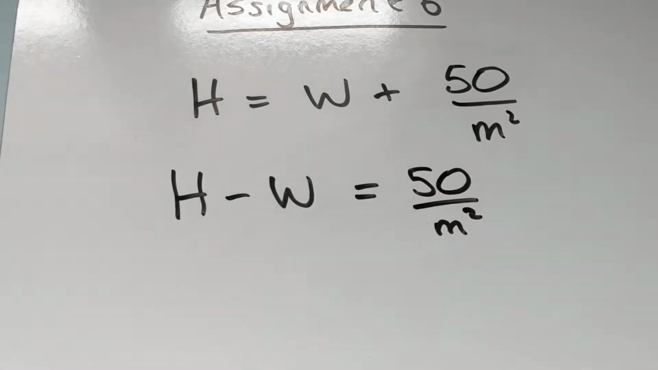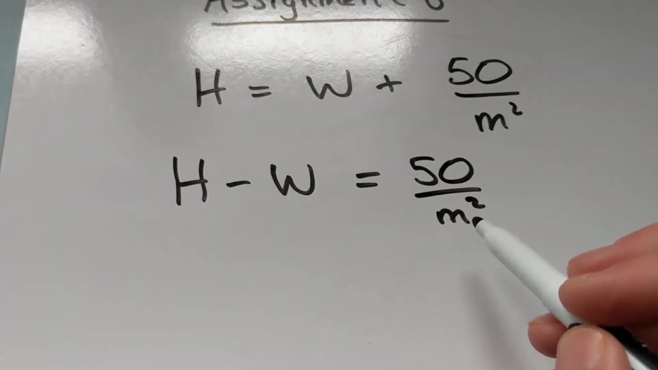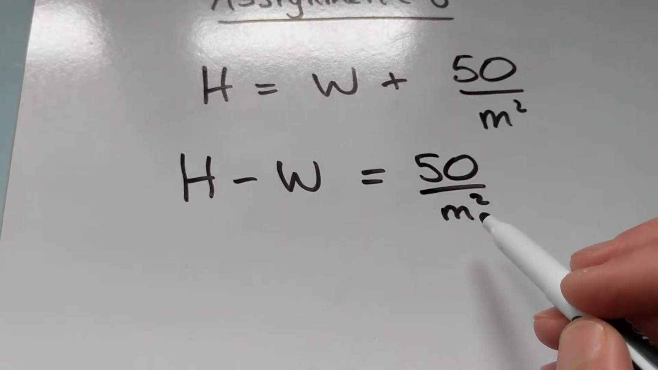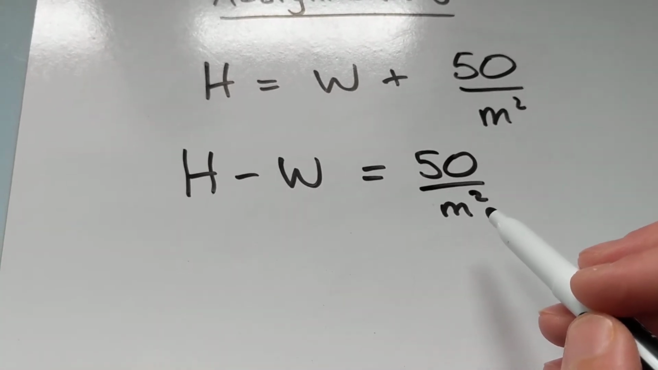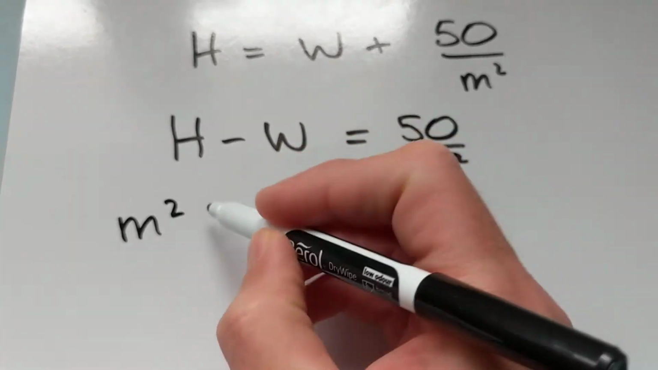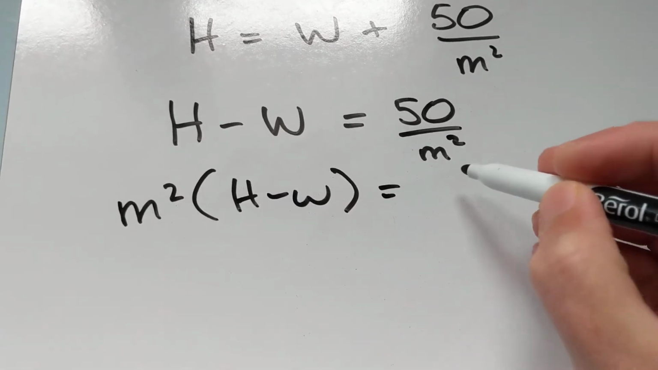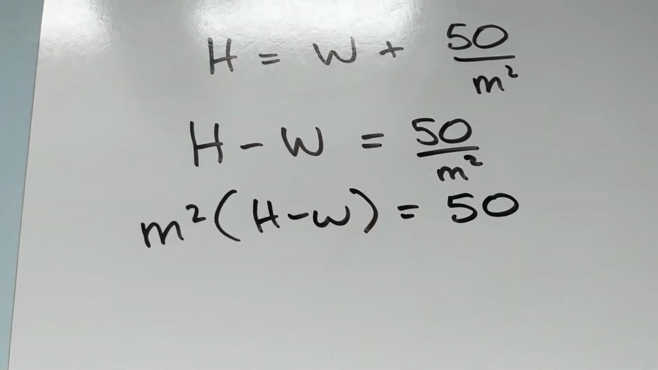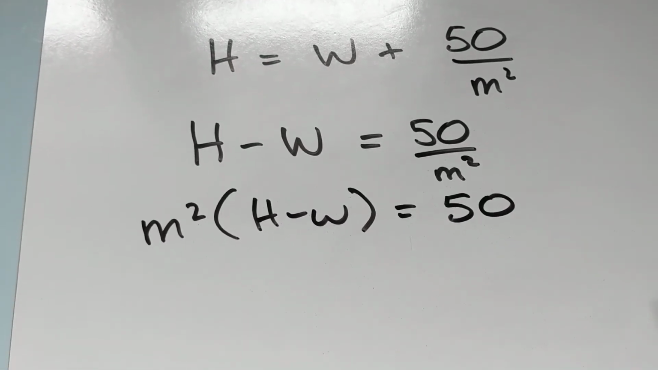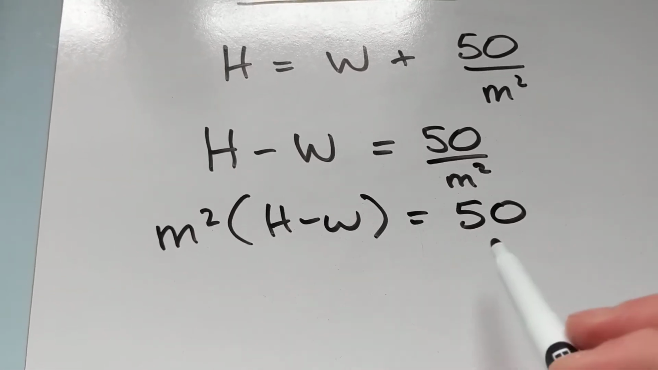And the reason why I'm doing it this way is now that I've got the fraction on its own, I can get rid of the divide m squared at the bottom. So to get rid of that divide m squared at the bottom, I'm going to times both sides by m squared. So it'll give me m squared times (h take away w) equals 50. Alright. Now this is m squared times this bracket equals 50.